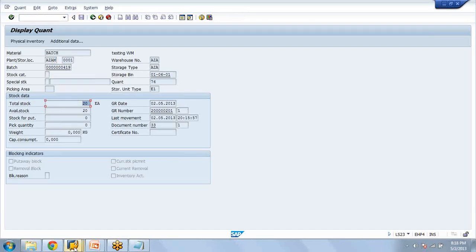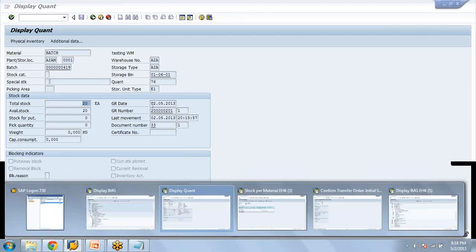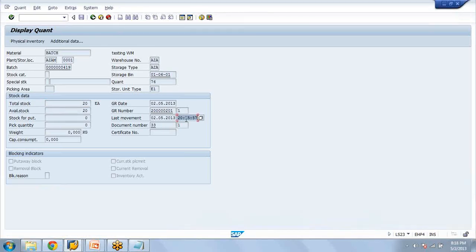So this is how the strategies actually work. Now just now we have done this at this time, but earlier we have done it. This is updated, but the GR date is not changed. Even if you do it tomorrow also, it will not change. Whichever the first GR date is there, that only you will see.